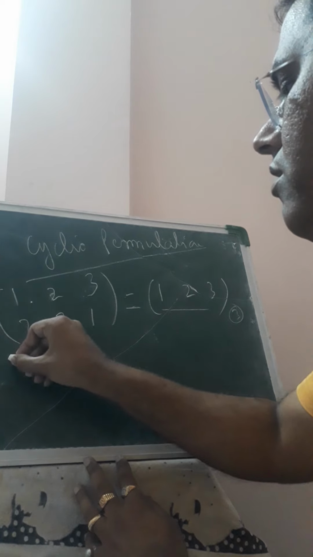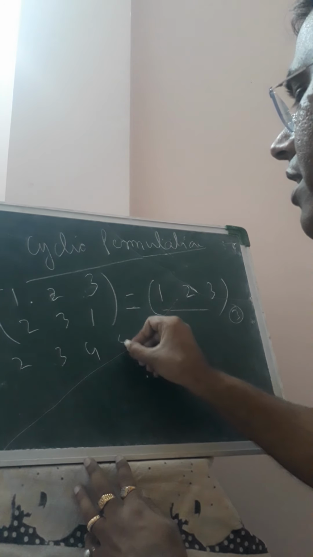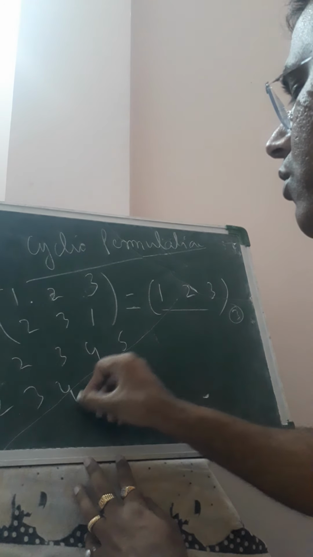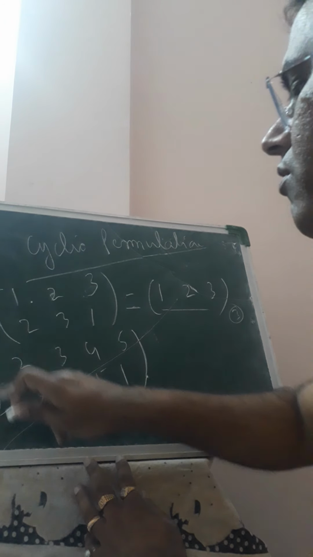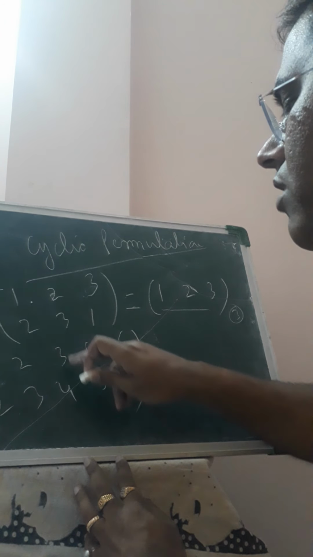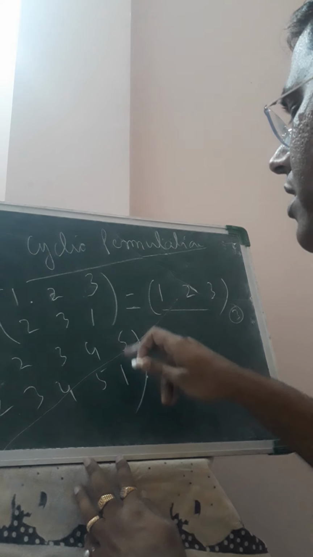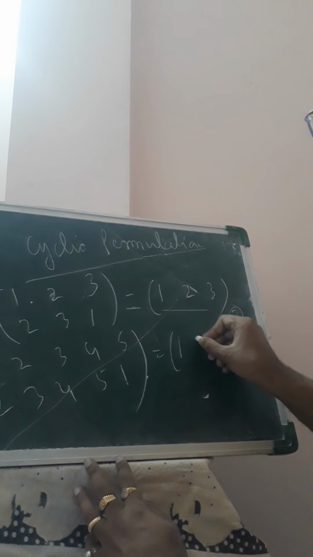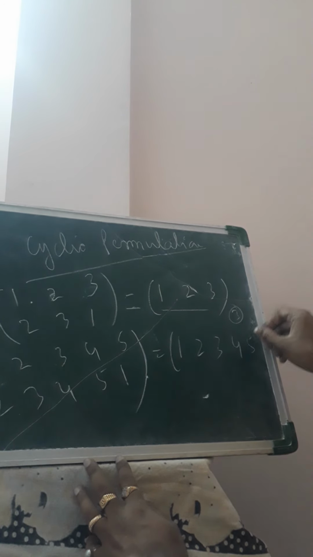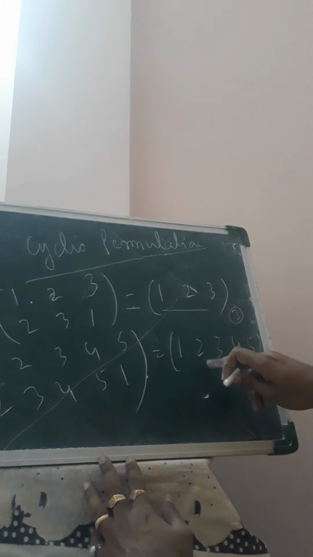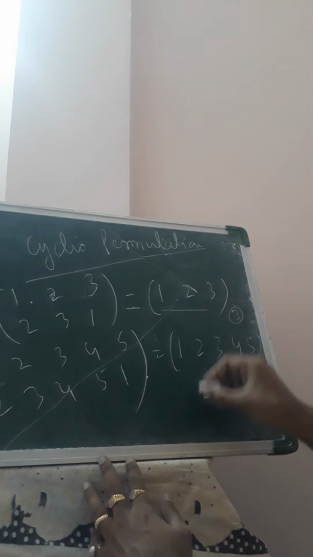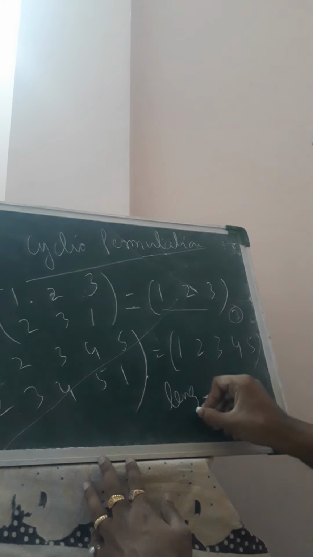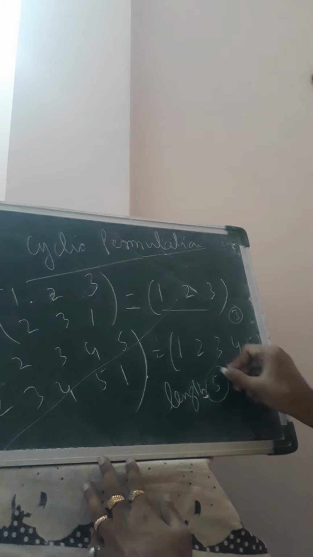And if we have 1 2 3 4 5 to 2 3 4 5 1, the image of 1 is 2, the image of 2 is 3, the image of 3 is 4, the image of 4 is 5, and the image of 5 is 1. So this can be written as (1 2 3 4 5). This is a cycle of length 5.